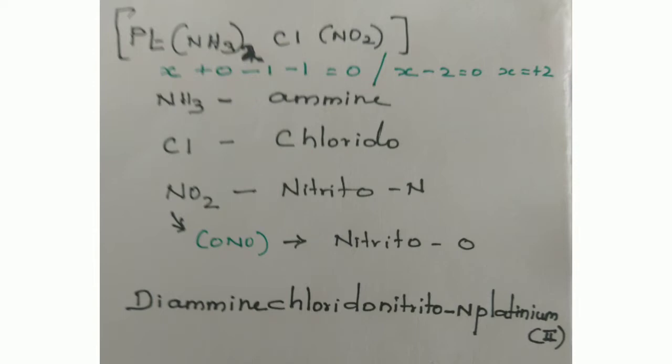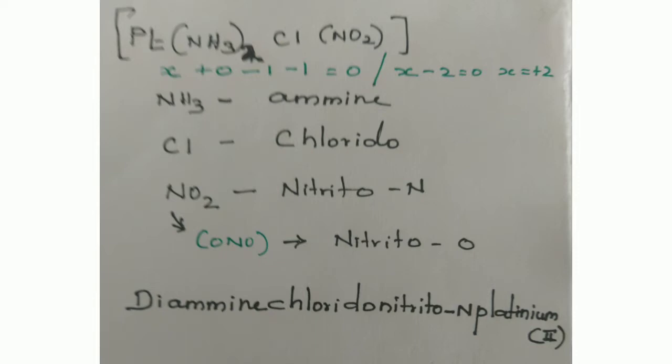First example, Pt(NH3)2ClNO2. Here NH3 is the ligand, its name is amine. Chlorine, Cl, is another ligand. When it acts as a ligand, its name is chlorido. NO2 is called nitrito-N. Actually, it is an ambidentate ligand.